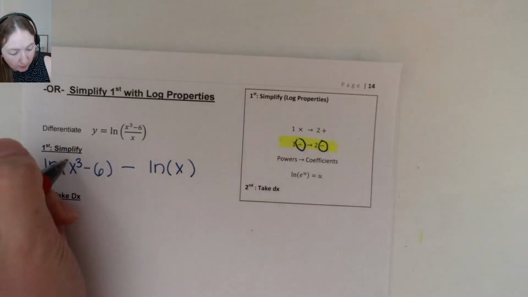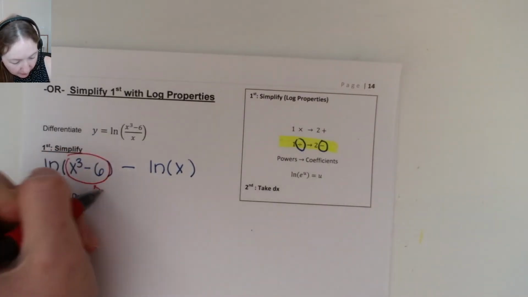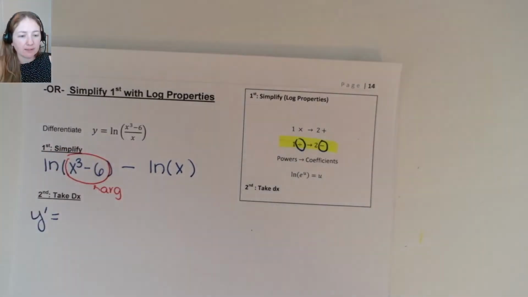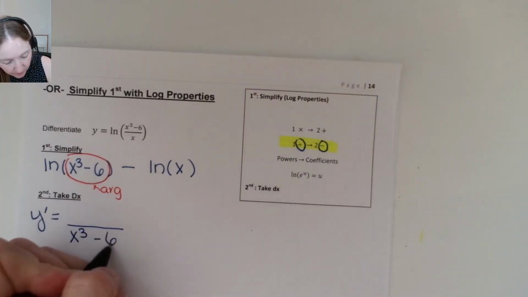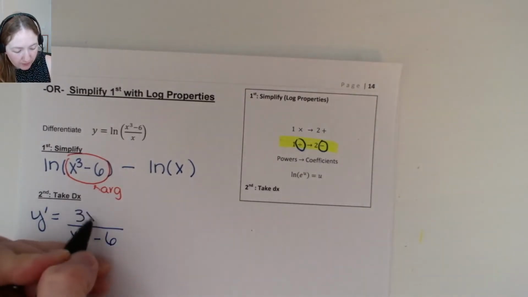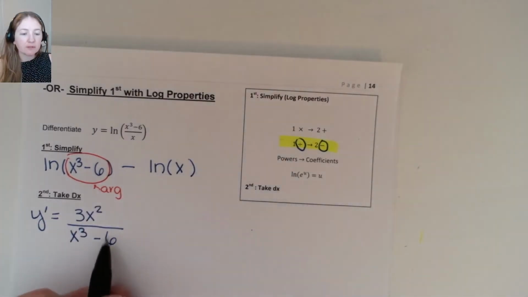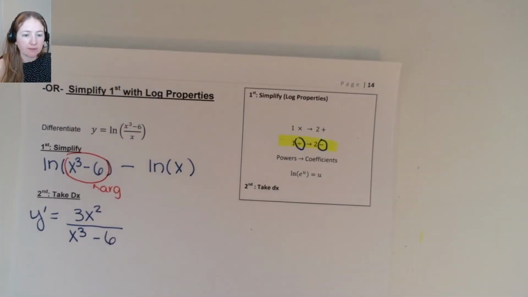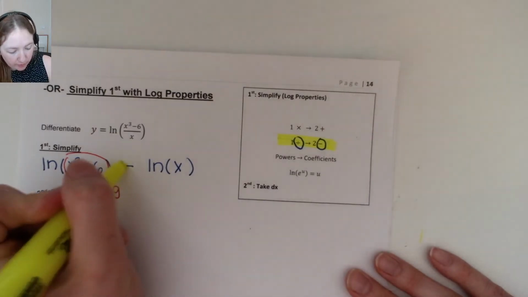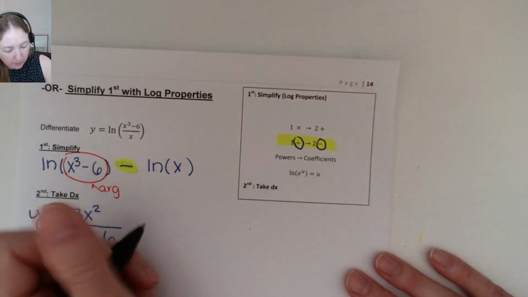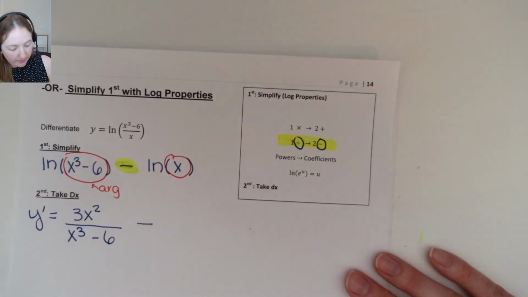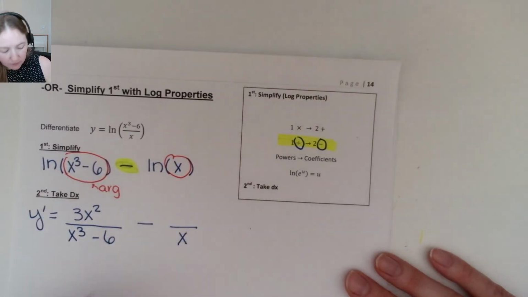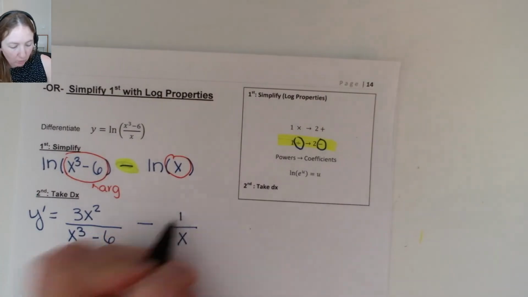Here our first term would have an argument of x cubed minus 6. So we would put that in the denominator. And then the derivative of x cubed would be 3x squared. The negative 6 would go to 0 as a standalone constant. Our second term, again, has an argument of just x. So we would put that x in the denominator, and then the derivative of x is just 1.